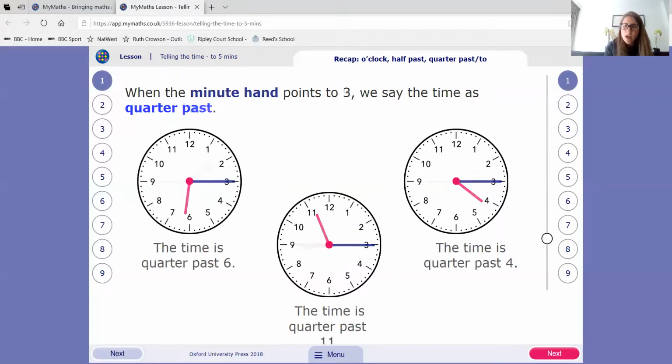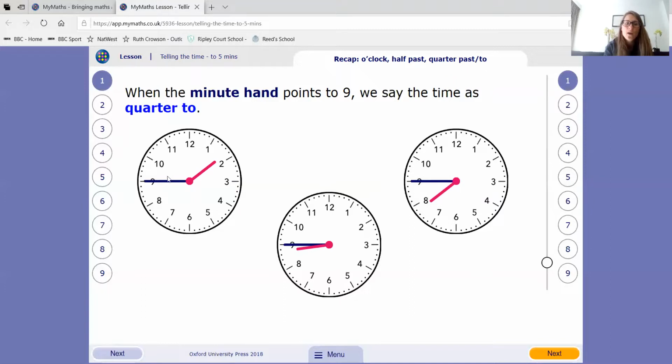Brilliant. And the last one here, we are no longer in the past section. We're thinking about what hour it's going to next. We're looking towards the next hour. So this side of the clock, we say it's quarter to 2. So here, this is the quarter to. It's pointing to the 9. Our minute hand's on the 9 this time. Quarter to, the next hour. So we would say quarter to 2. It's nearly at 2.